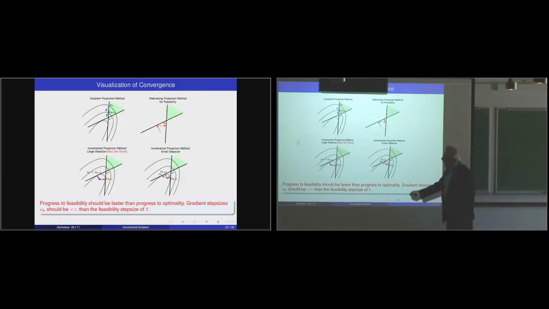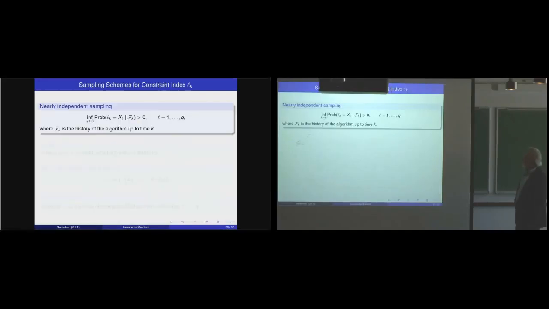So progress to feasibility should be much faster than the progress to optimality, and the gradient step sizes should be less than the feasibility step size of 1. And that's what comes into the convergence proof. Okay, now I'm going to rush a little bit.